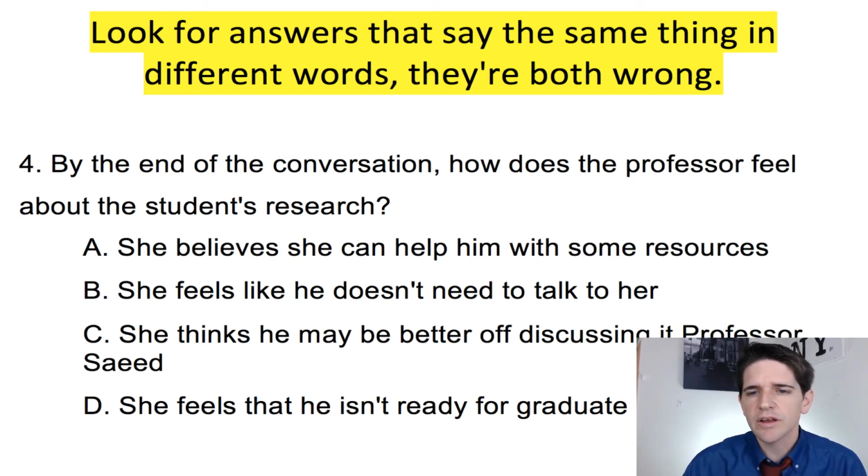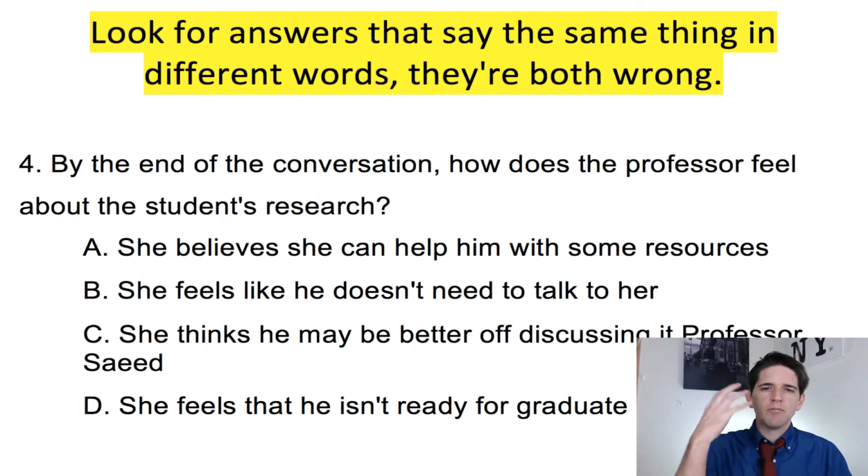A, she believes she can help him with some resources. B, she feels like he doesn't need to talk to her. C, she thinks he may be better off discussing it with Professor Saeed. And D, she feels that he isn't ready for graduate level courses. There are two choices that say the same thing, B and C. Better off discussing with somebody else, doesn't need to talk to her: same idea, same thing. They're both wrong because they say the same thing.